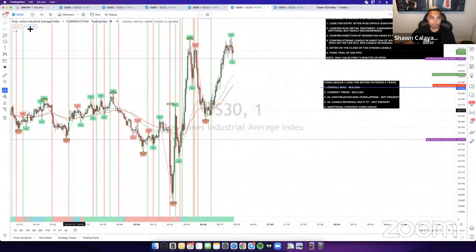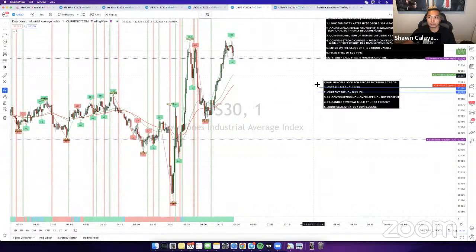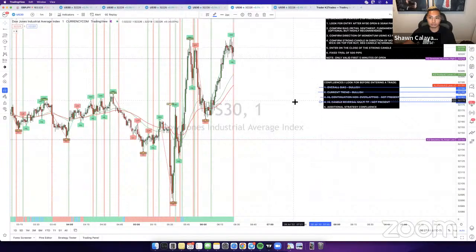Because right here, we already have a couple of things that cancel it out, right? If we get a sell, overall bias is bullish, so that's not going to apply. Current trend is also bullish, so that's not going to apply. There's no continuation for the high lows, and there's also no high-low candle reversal for the low. So there's a lot of things here that already indicate it's not going to apply.